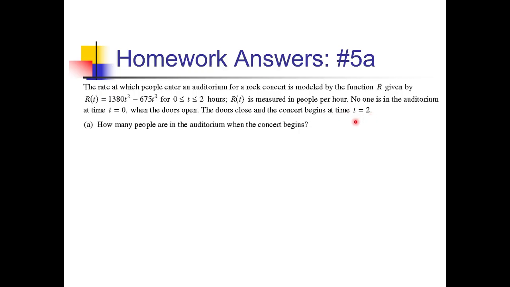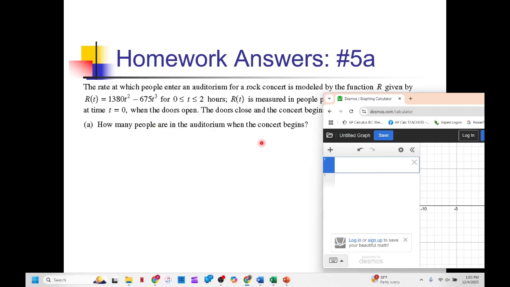Okay. So we want to know for part A, how many people are in the auditorium when the concert begins. So that's going to be the number of people that have accumulated in there after 2 hours. To do this, first off, let me just put my R function in the calculator. That would be a good first step, regardless of what else I do for the rest of this problem, because I'm going to need it.